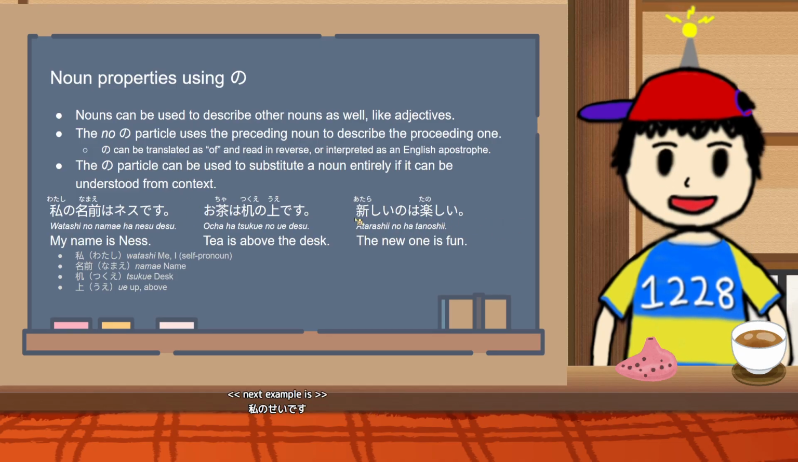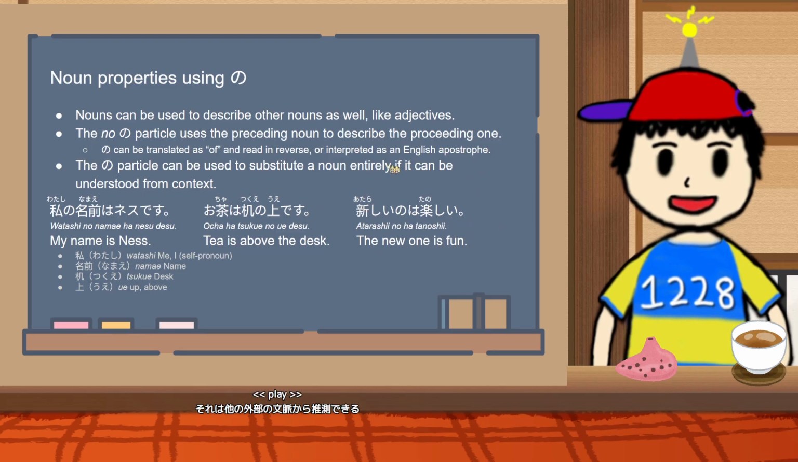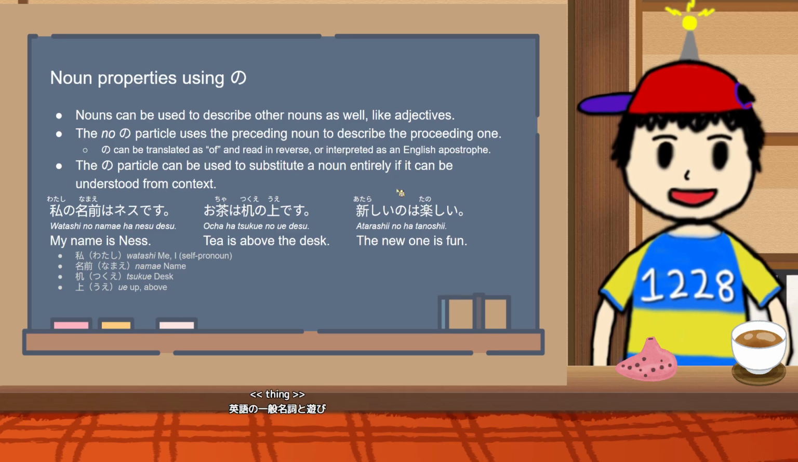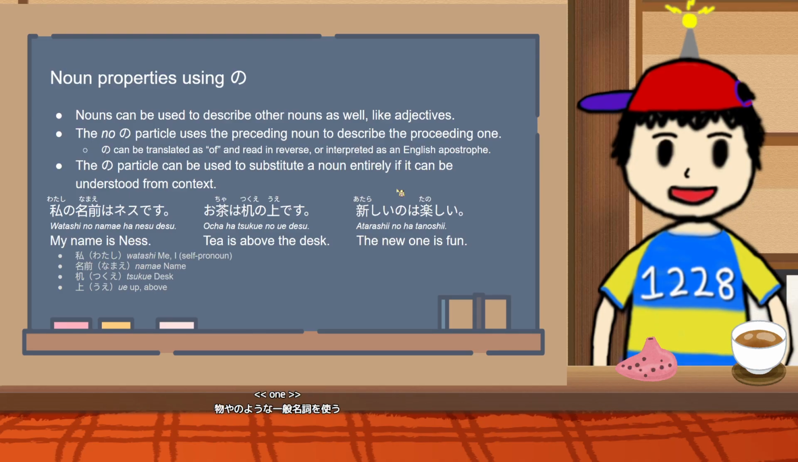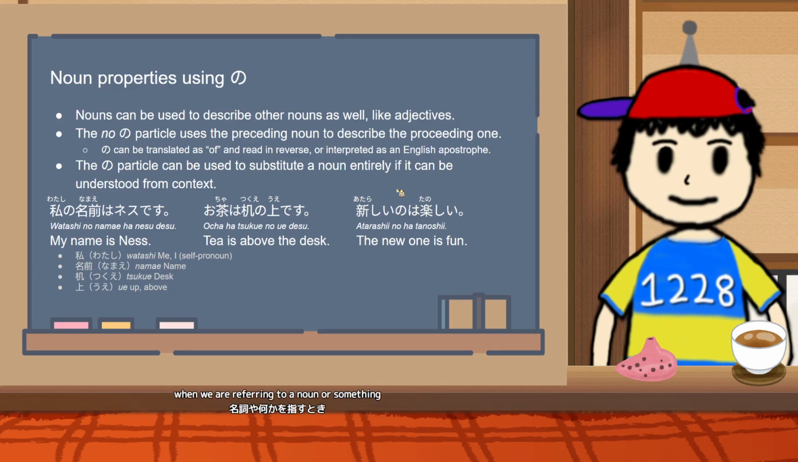The next example is Atarashi no wa tanoshi. So you may see that we have an adjective followed immediately by the no particle. This is because the no particle can be used to substitute a noun entirely if it could be inferred from some other outside context. But because we don't have an outside context in this case, it just takes a general noun. And in English, we could use general nouns like thing, or it, or one. In English, we actually say this a lot when we are referring to a noun or something that we don't want to repeat repeatedly.